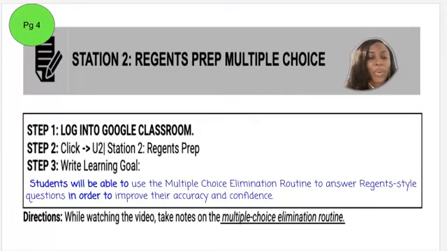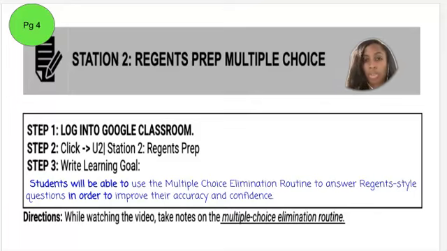Hi guys! So we are officially starting station number 2, which is Regents Prep Multiple Choice. The whole purpose of this station is so that you all will be able to use this routine when you're answering Regents questions so that you can feel even more confident and improve your accuracy on the Regents in June. So multiple choice sometimes seem easier, but can be really tricky if you don't understand everything that's going on.